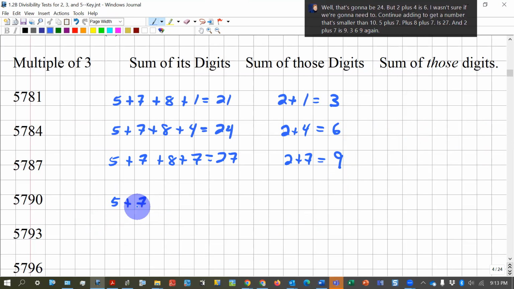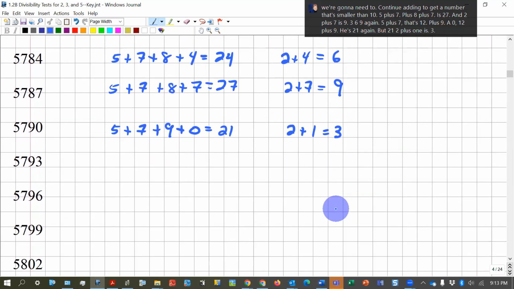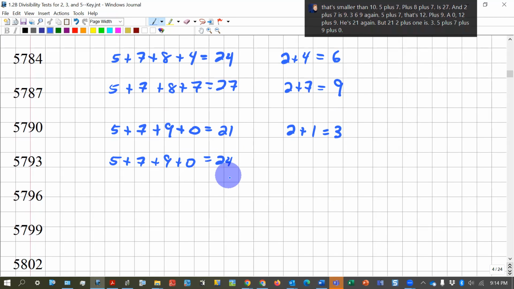5 plus 7, that's 12, plus 9, plus 0. 12 plus 9 is 21 again. But 21, 2 plus 1 is 3. 5 plus 7 plus 9 plus 0 is 24. 2 plus 4 is 6.